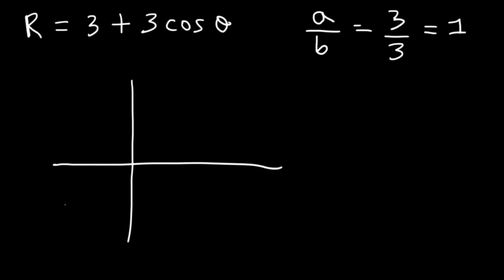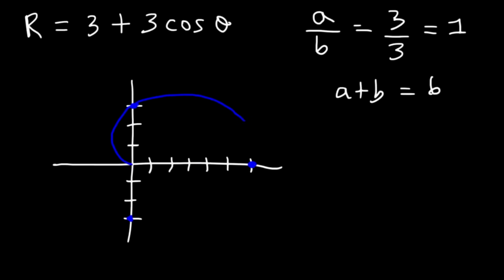So in this example, a is 3. So we're going to go up 3 units and down 3 units. And a plus b, that's 3 plus 3, so that's equal to 6. So the x-intercept is going to be 6, 0. And the y-intercepts are 0, 3 and 0, negative 3. So now we're going to have to graph it like this. And that's it. That's how you can graph the heart-shaped limacon.